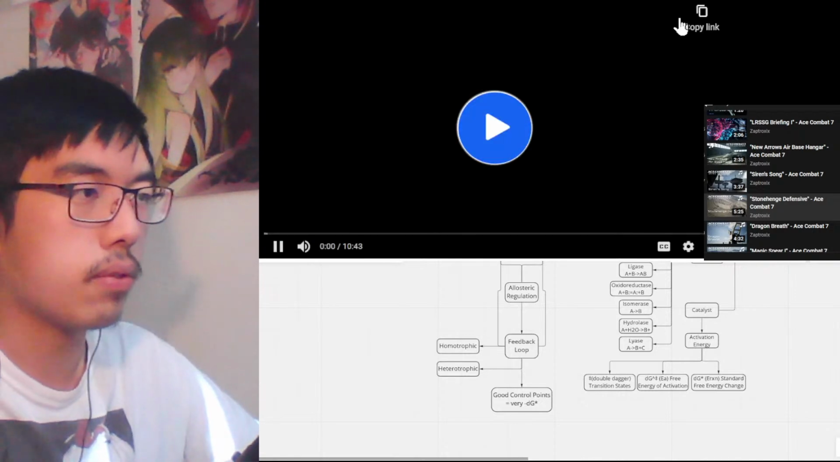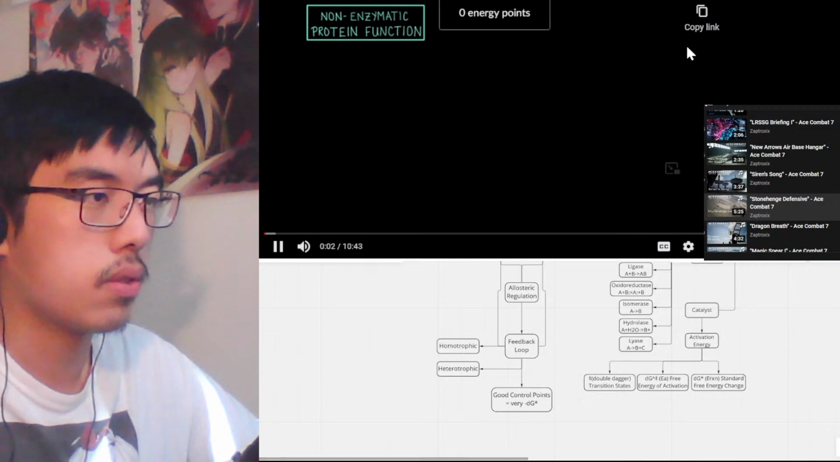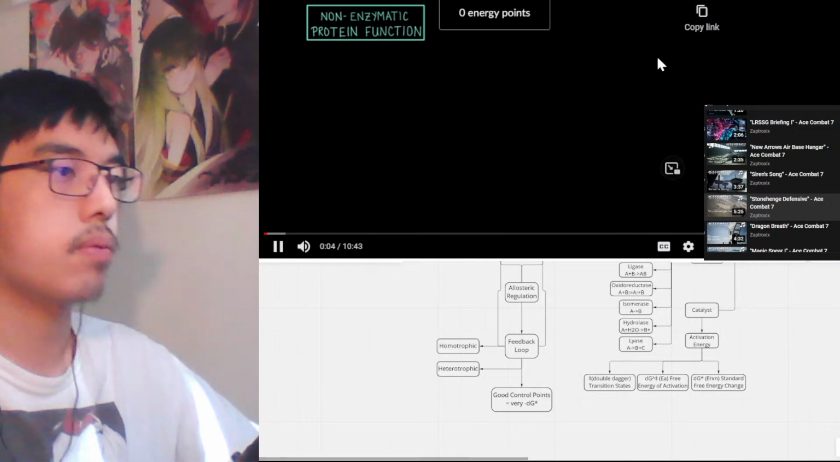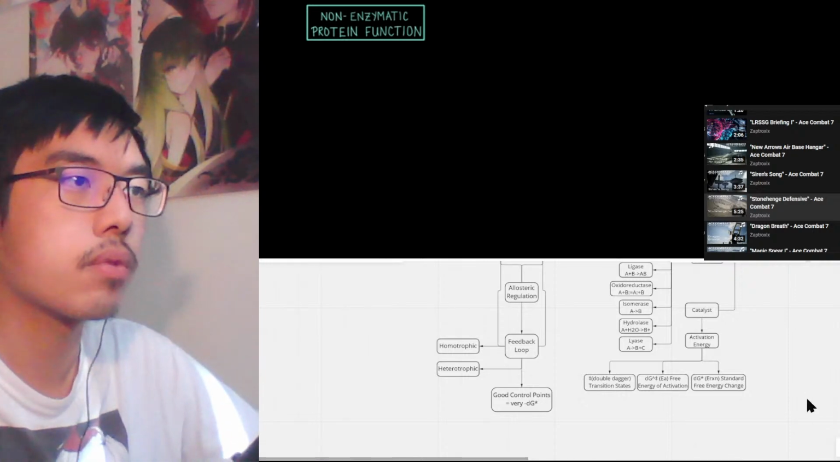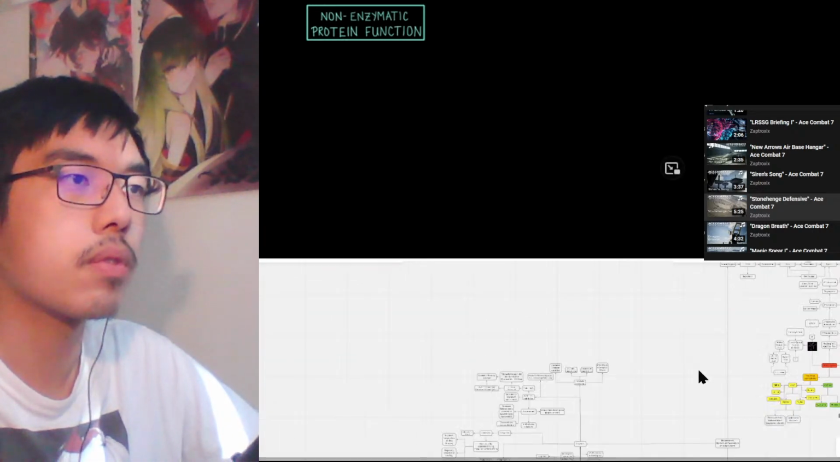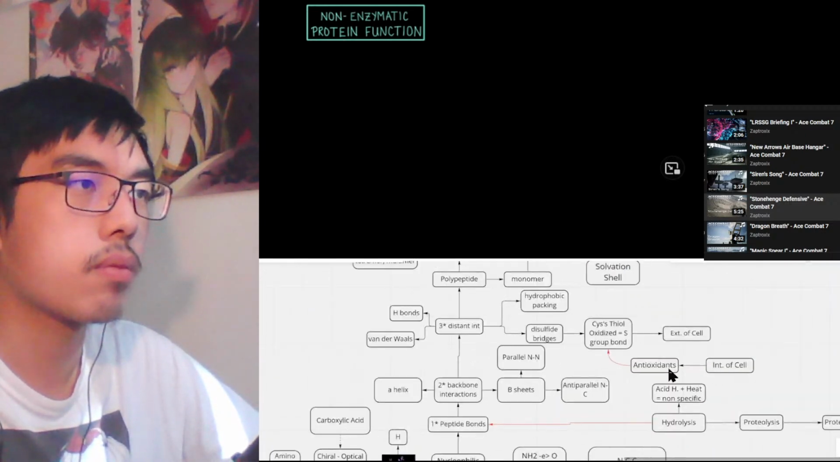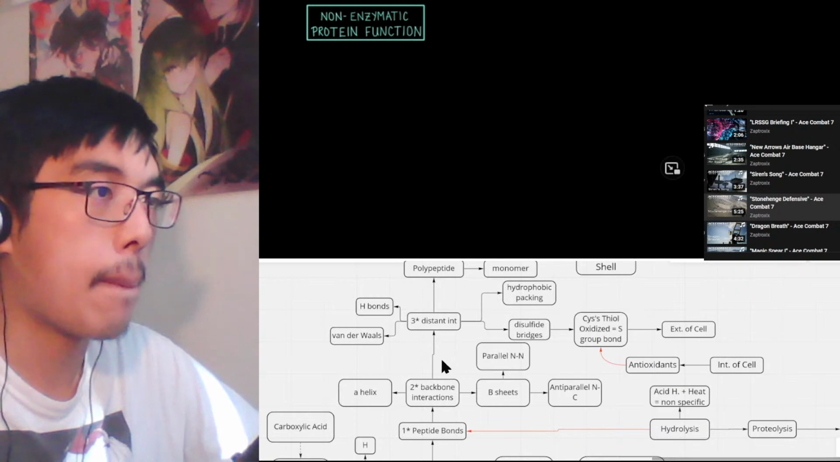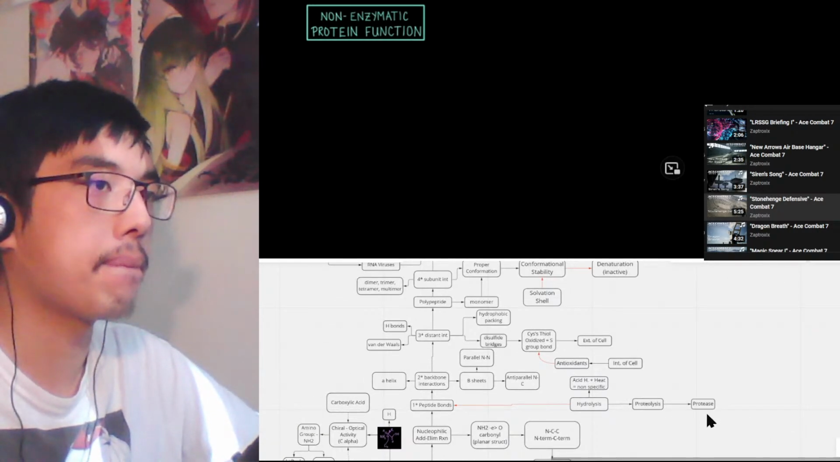Non-enzymatic protein function. Let's go. Okay, so we're going to be talking about non-enzymatic protein function. And before we get into what exactly that means, let's just say we are playing a game of categories, and the next category that comes up is protein, and you have to list all the different types of protein that you know. And so you're like, oh, I totally got this.